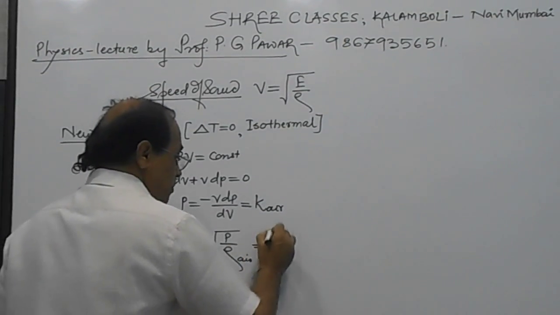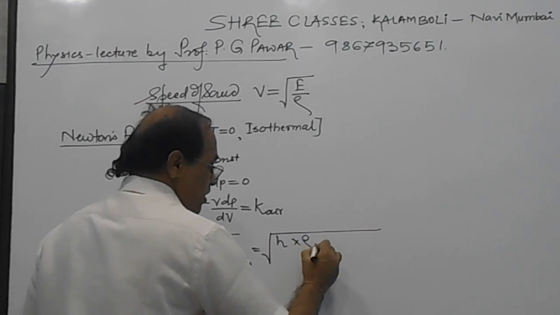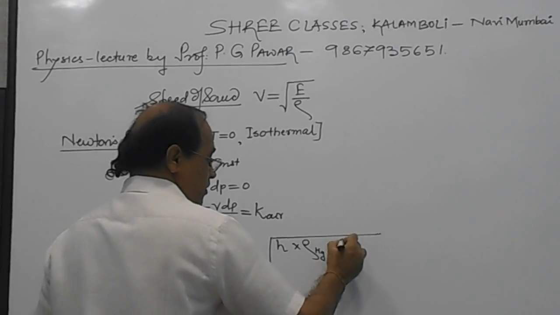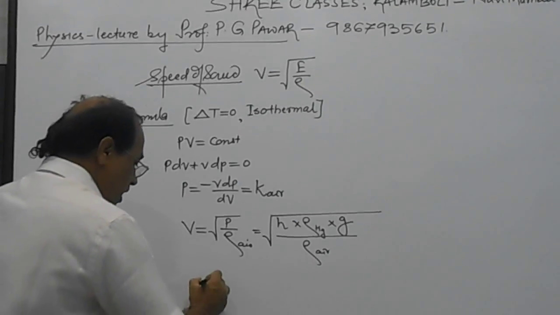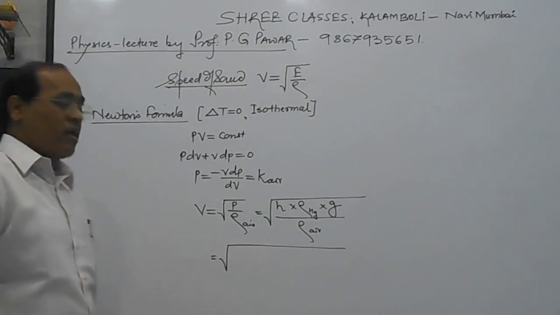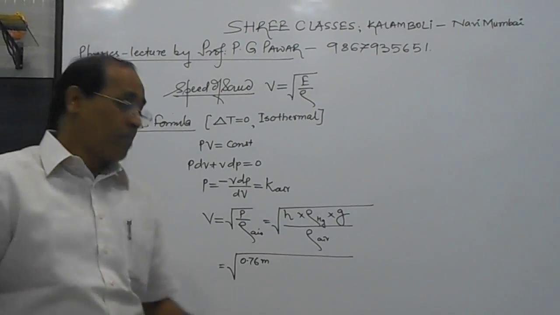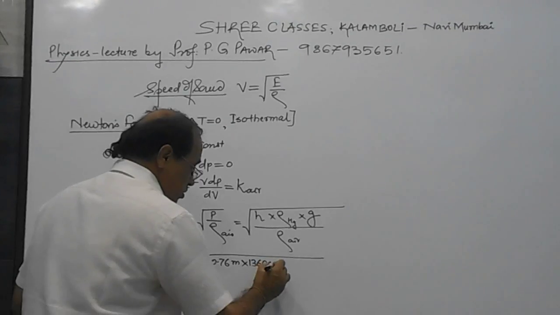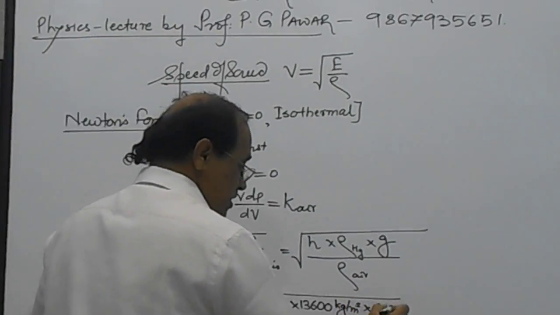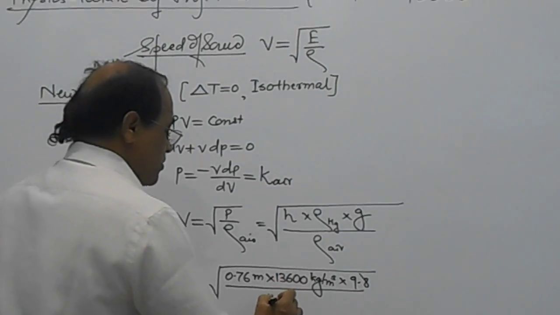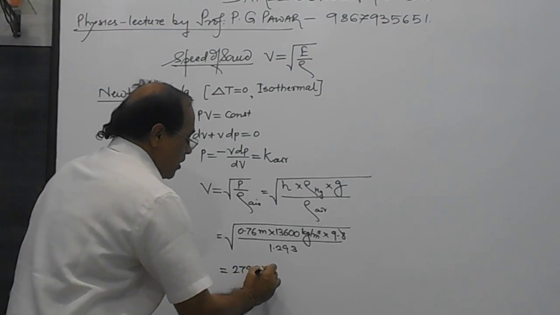then pressure is nothing but the atmospheric pressure, that is height of a mercury column into density of mercury into g, the gravitational acceleration, and ρ for air. On substituting these values, all the values are known to us. Height is 0.76 meter of Hg, or simply 760 mm of Hg, into 13600 kg per cubic meter, the density of mercury, and g value is standard, that is 9.8, and upon density of air, 1.293. On solving we found that this is 279.9 meter per second.